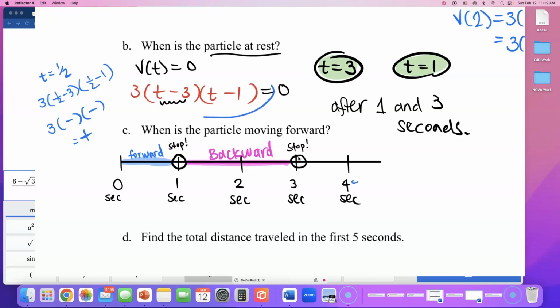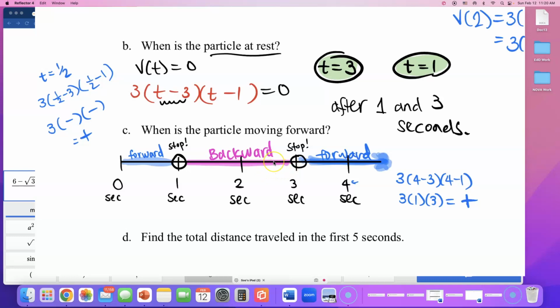So if I plug in 4 into the velocity function, I will get 3 times 4 minus 3 times 4 minus 1. That is 3 times 1 times 3. If you multiply 3 positive numbers, you get a positive number, which means the velocity is positive. So we know that this particle will be moving forward after the 3 second mark forever and ever. Never comes back, never stopping, never going backward.